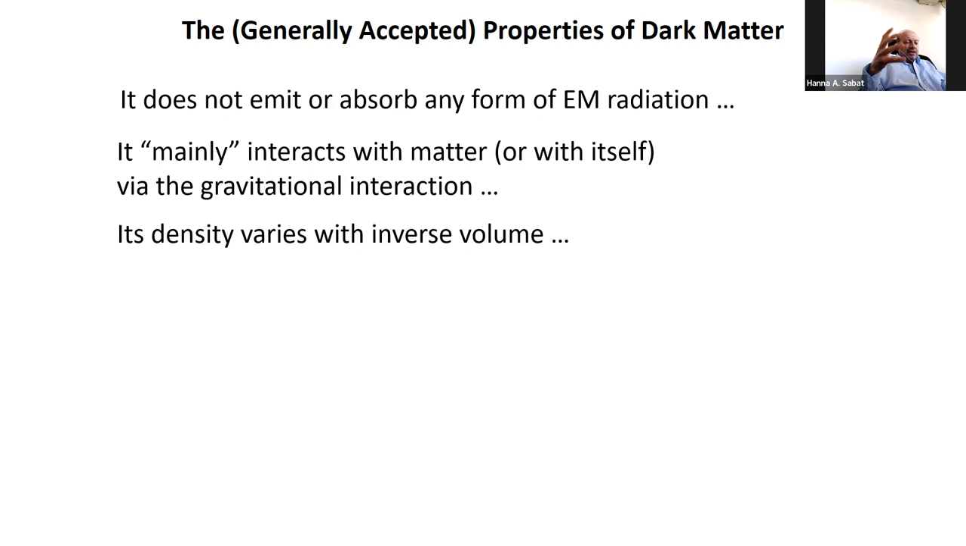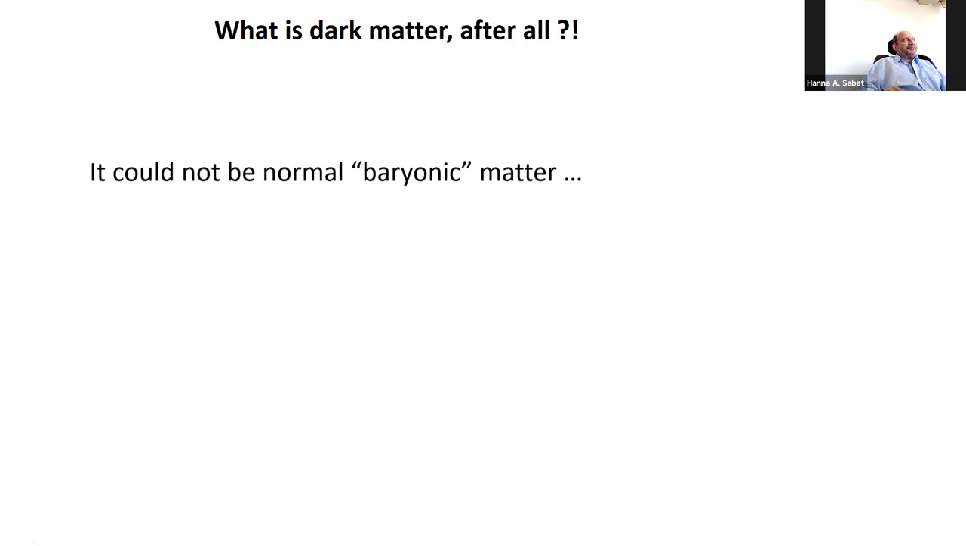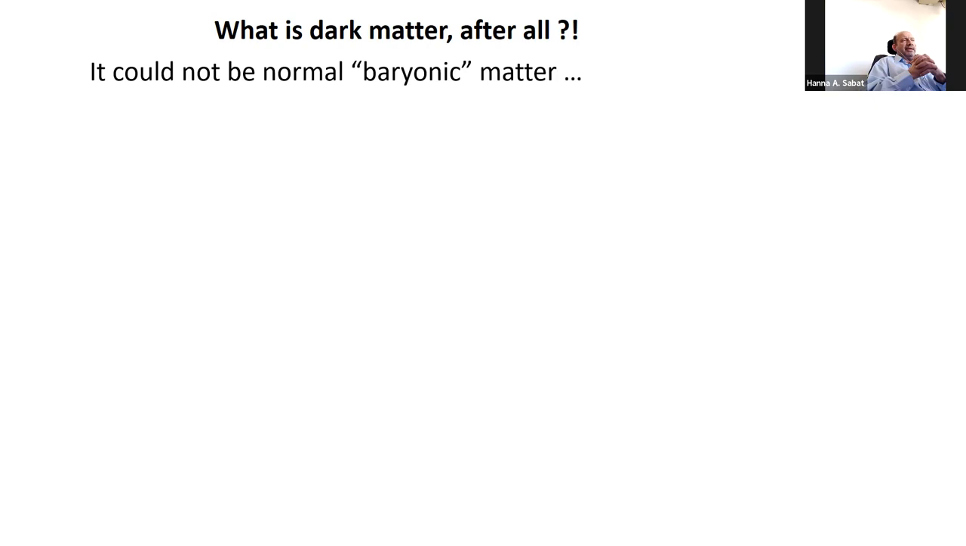So what is generally accepted about the properties of dark matter is that it is similar to normal matter in the sense that its density is inverse to its volume. So these are some of the main features of the accepted properties of dark matter. So now the question comes back again: what is dark matter after all?